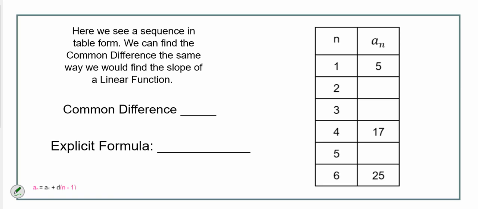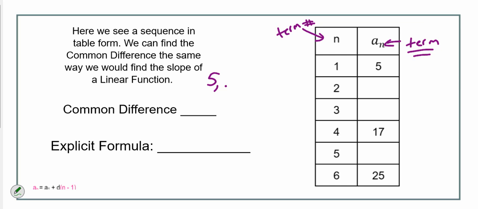So once again, this is just a table. This tells us what term we're looking at, right? What term number. And this gives us the answer to the term. Okay, that's the term itself. So for instance, if I were going to write this normally, I'd say, okay, 5 is my first term, right? My first term is 5.